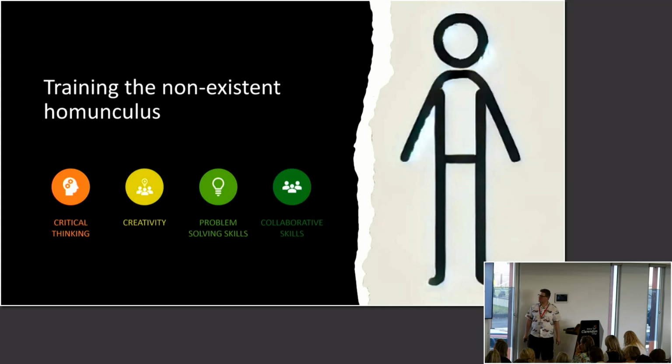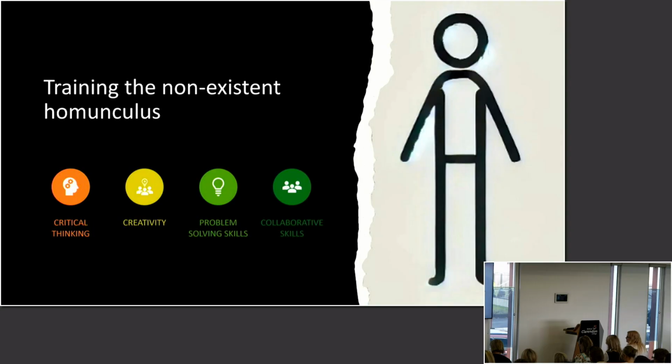Well, they're not for training the non-existent homunculus, yes? Yet that's how we often treat them. We talk about we've got to teach critical thinking, we've got to teach creativity, we've got to teach problem-solving skills, we've got to teach collaborative skills. This is all trying to train the non-existent homunculus to be a better homunculus.